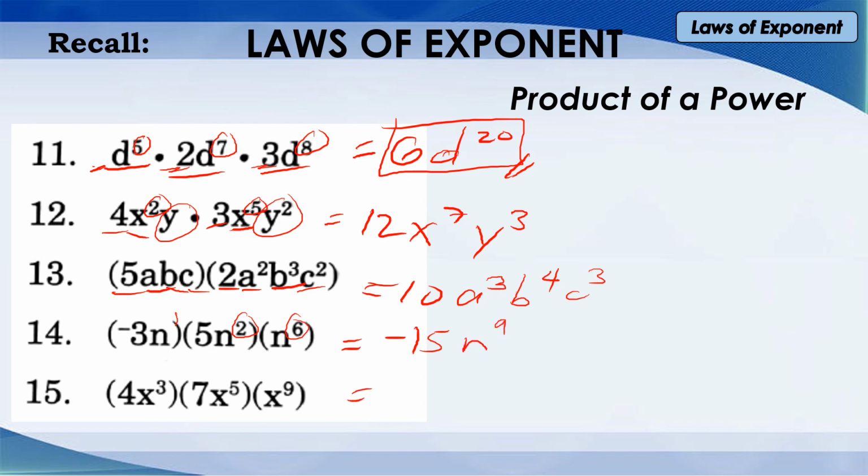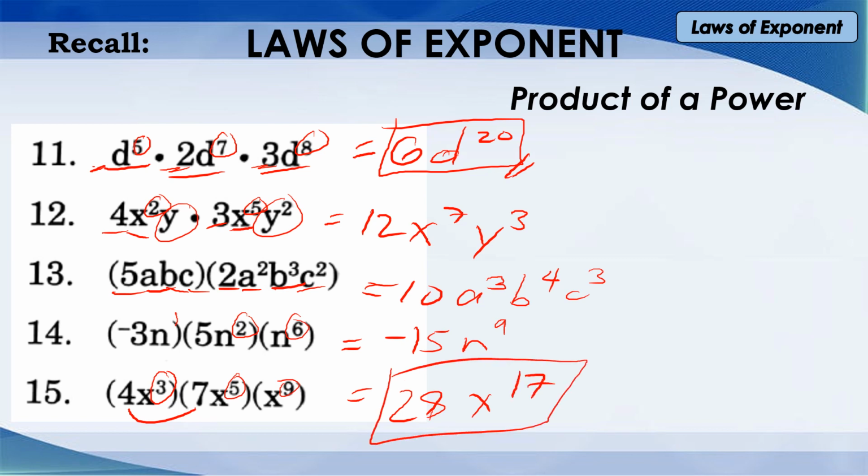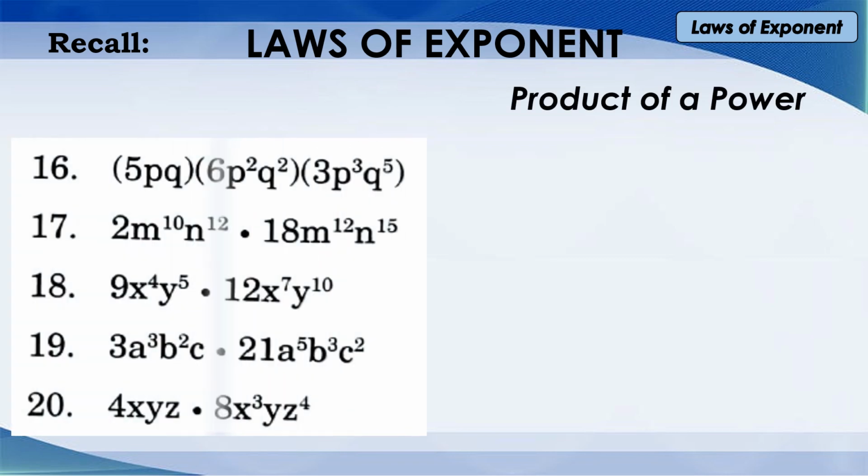Next, we have 4 times 7 is 28. Then 3 plus 5 plus 9, that is 8 plus 9, 17. X raised to 17. Final answer. Okay, last, meron pa tayong 5 natitira. Yan. Kaya nyo lang sagutan yan. Try nyo yan. Pwede nyo i-post yung video, then saka nyo sagutan.